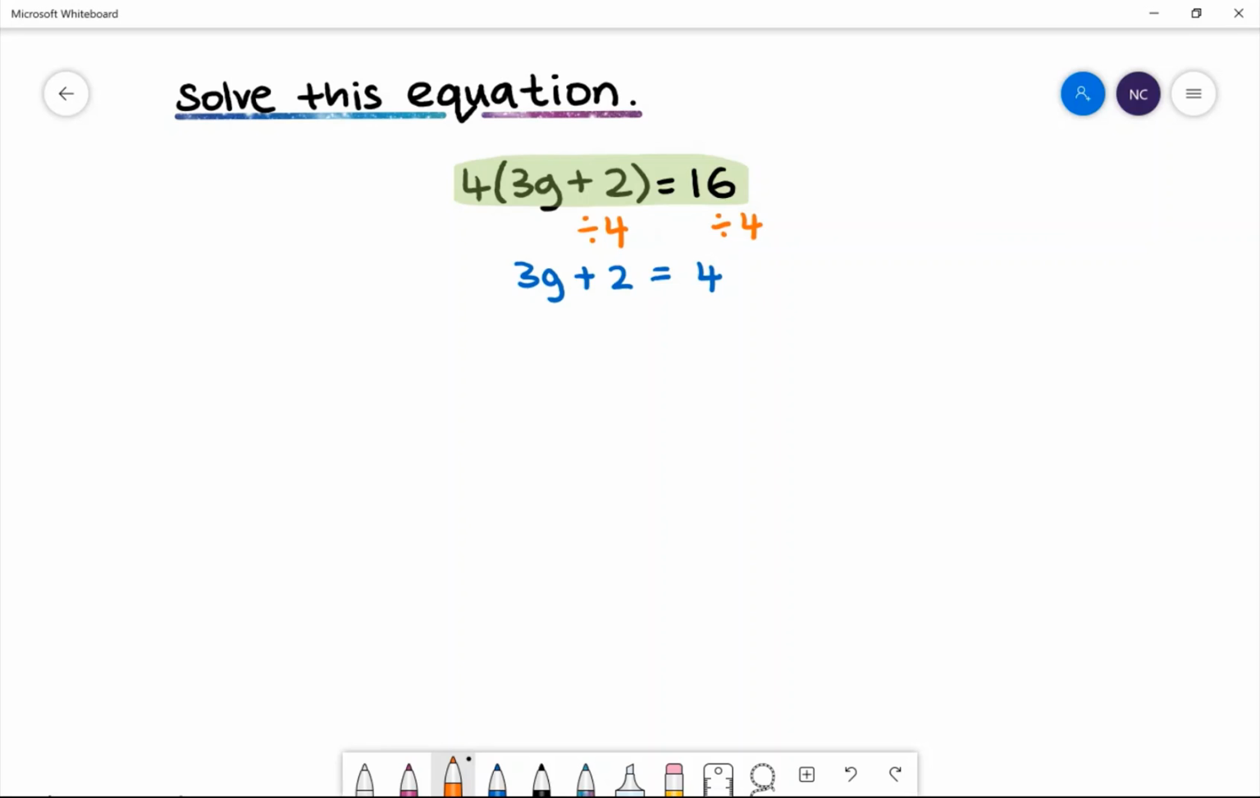We want to have the term with g by itself, so we need to move the plus 2 away. To do that, we need to subtract 2 from both sides. We're left with 3g = 4 - 2, which is 2. We have 3 multiplied by g on the left-hand side. To get g by itself, we need to do the opposite of multiplication, which is division. So we need to divide by 3 on both sides. We'll then have g = 2/3.